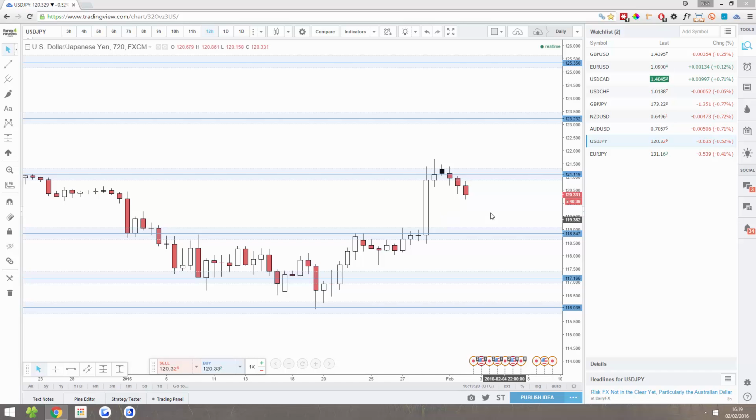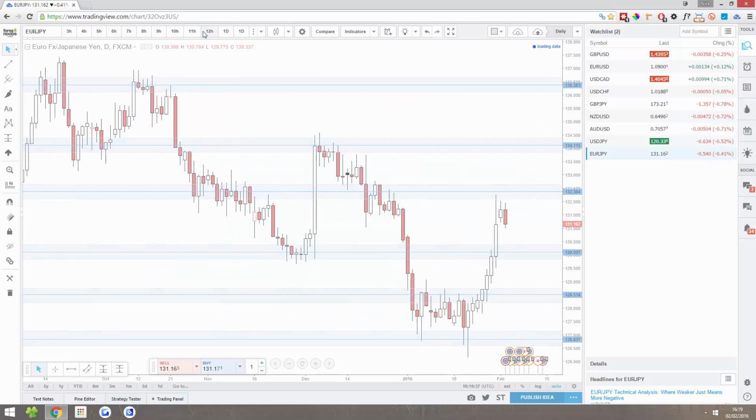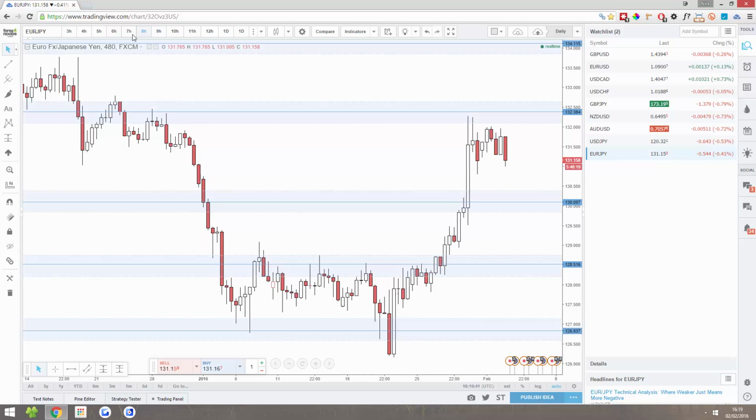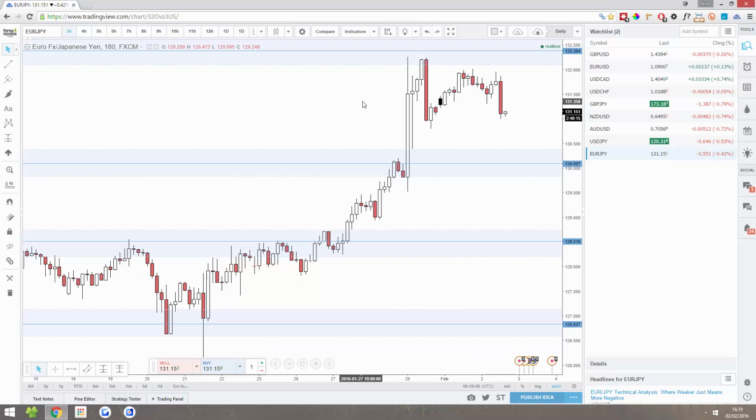So keep that in mind with news-based moves: not entering a trade based on news, but entering the retrace of a news-based move. It's always a good thing to do with reversal trades. Let's check out EURJPY real quick, but there's nothing much going on with EURJPY. All right, nothing much going on today.